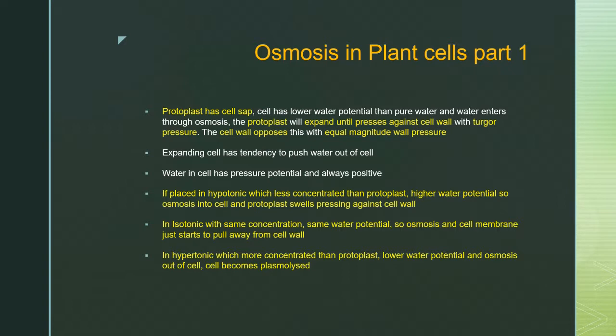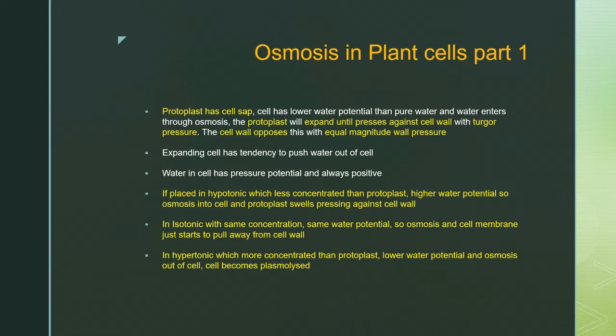The expanding cell will have a tendency to push water out of the cell, and the water in the cell has a pressure potential, which is always going to be positive. Now if you place the cell in a hypotonic solution, which is less concentrated than the protoplast, this higher water potential will mean osmosis will occur into the cell, meaning the protoplast will swell, pressing against the cell wall.